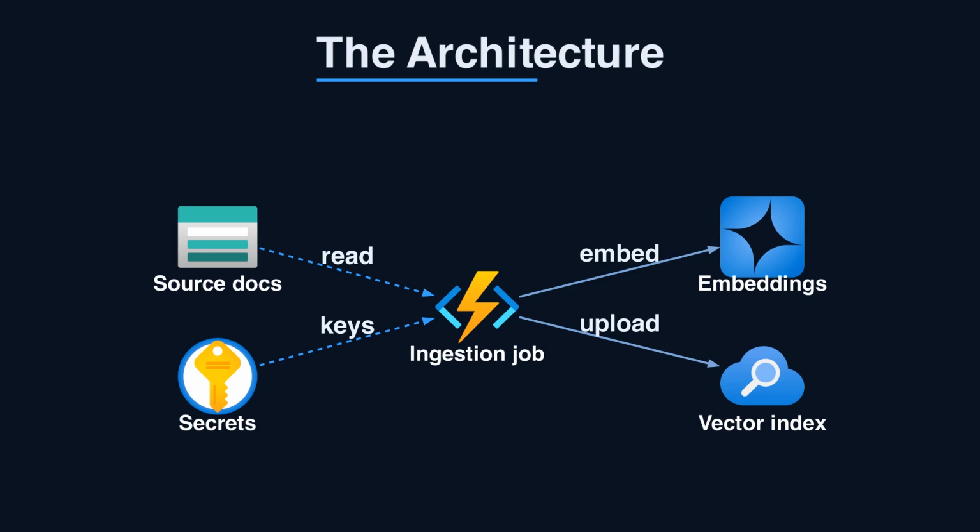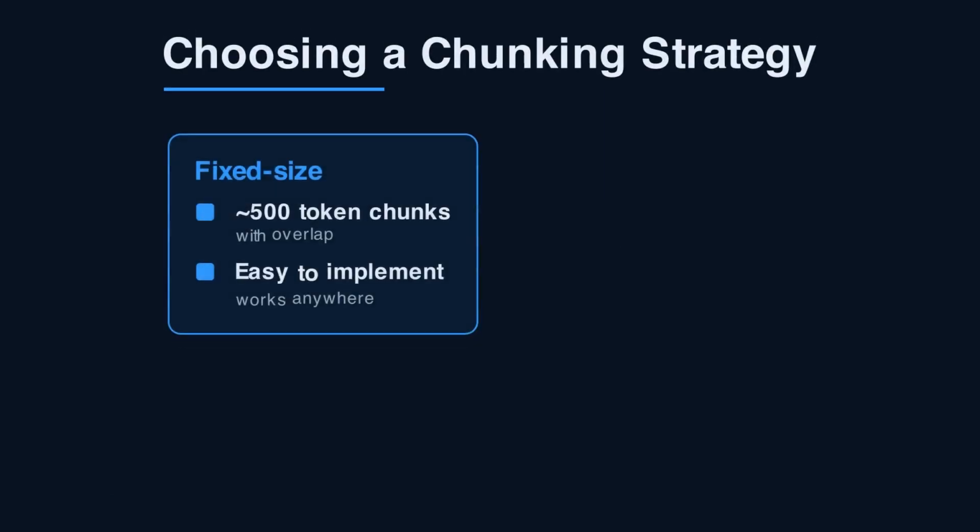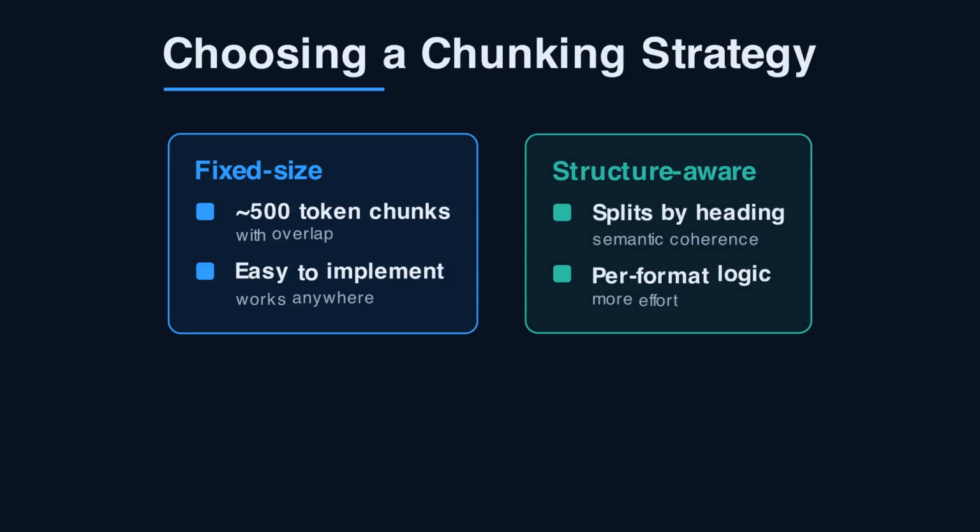Two rules of thumb. Keep your secrets in Key Vault rather than environment variables in production. And always embed your queries with the exact same model and dimensions you used at indexing time, or your similarity scores are meaningless. Chunking is the decision that most affects retrieval quality.